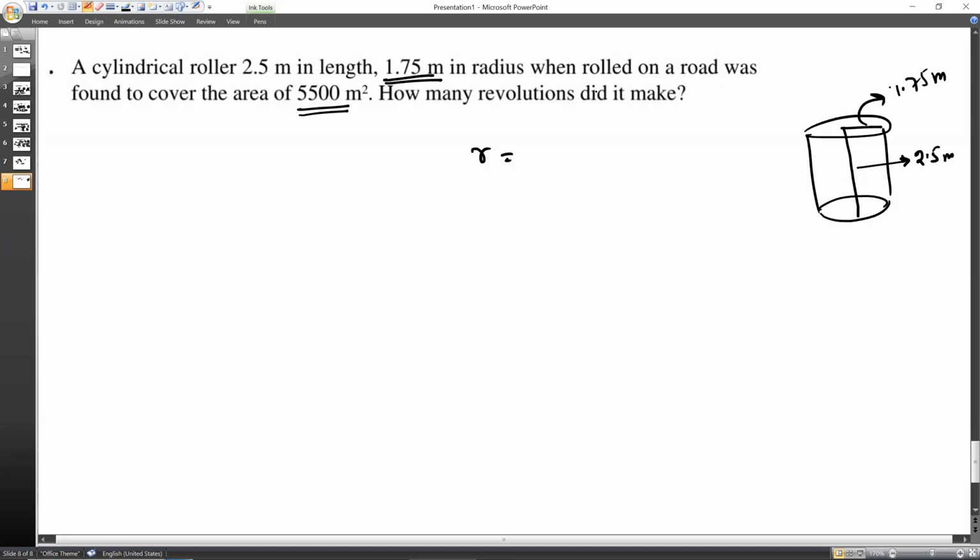Rolled on a road, it was found to cover an area. So it is covering an area of this much. So how many revolutions does it make? Okay, so try to do this one.